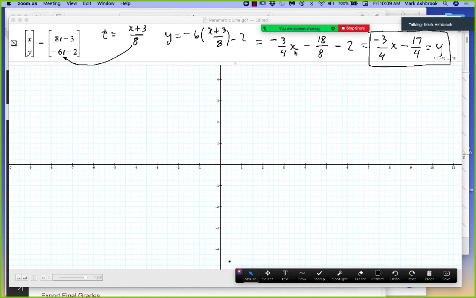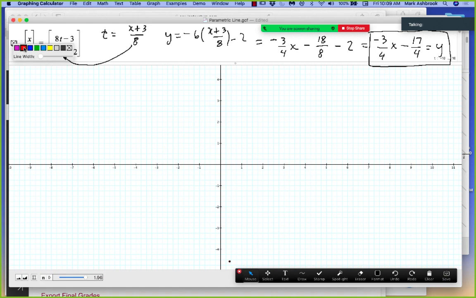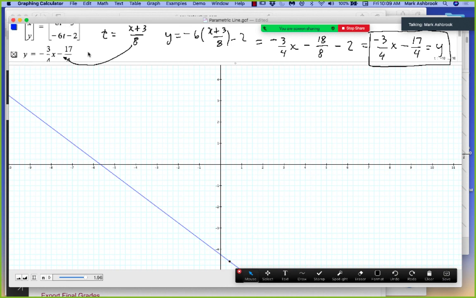So if I graph both of these, I'm expecting to get that same line. I'll do this one in blue. So I've graphed the parametric function, and it's looking like the y-intercept is correct. We got a negative slope. And then I'll do this one in red, and they land on top of each other. So it's the same set of points. Okay?